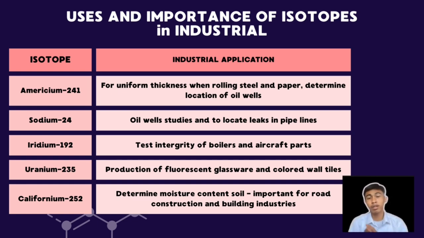So, in conclusion, isotopes have a very important role in both research and industrial applications. In research, they help scientists gain a deeper understanding of biological and chemical processes. In industry, they help improve product quality and safety.